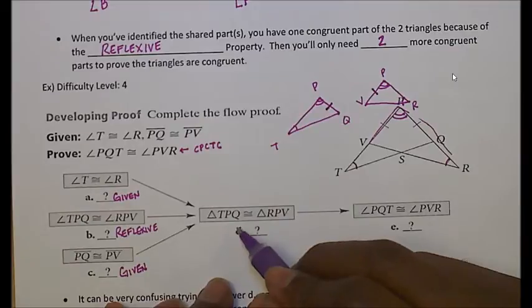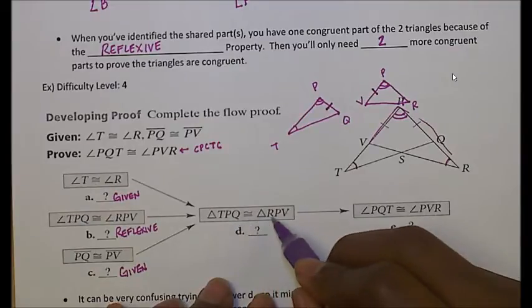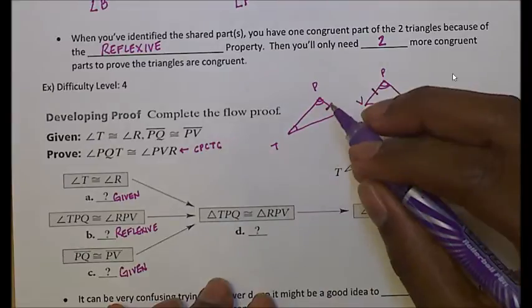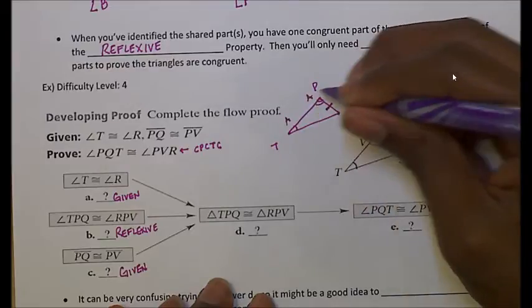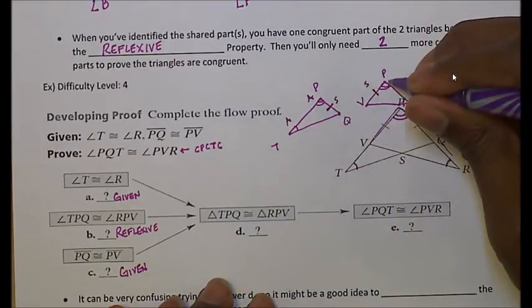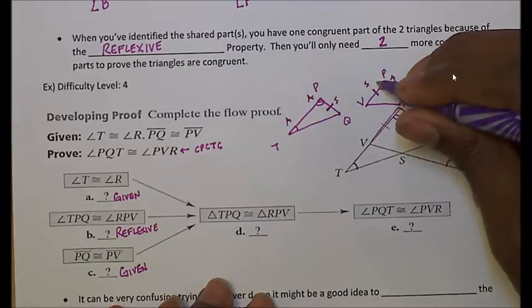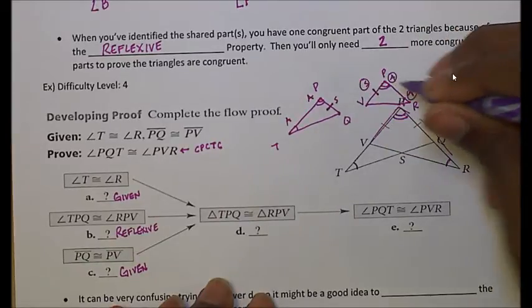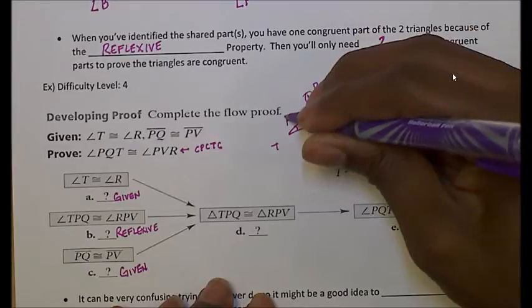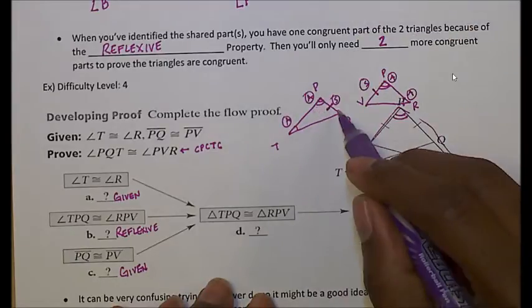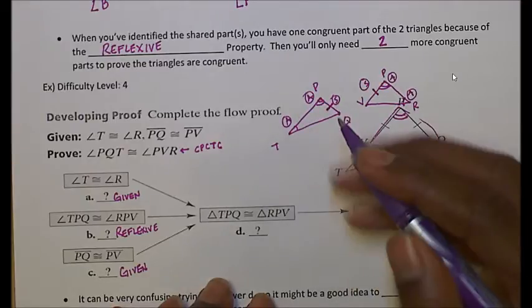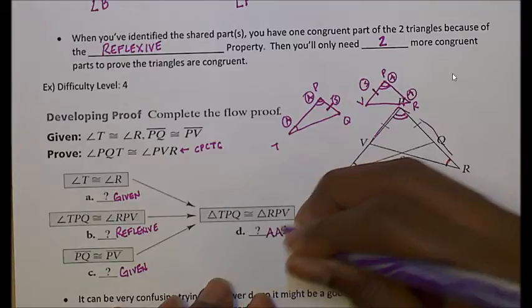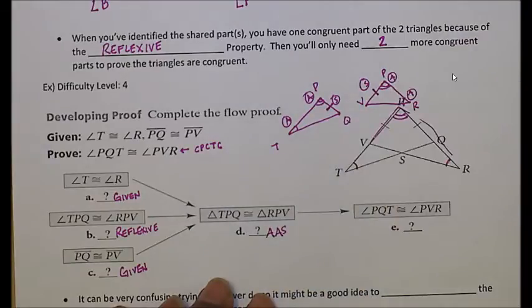And now they say triangle TPQ is congruent to triangle RPV. Well, why is that? We have angle, angle, side. Side, angle, angle. It doesn't matter what order we have these in. I'm just going to circle these so you know they're not points. We have two angles and a side, so this is either angle, side, angle, or angle, angle, side. I know that it's angle, angle, side because the side's not in between the two angles. It's not included. So now I've proved that those two triangles are congruent.